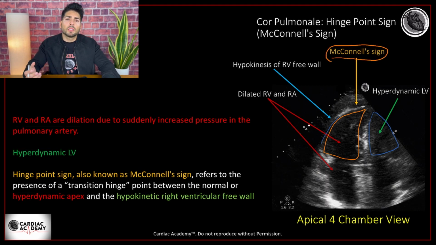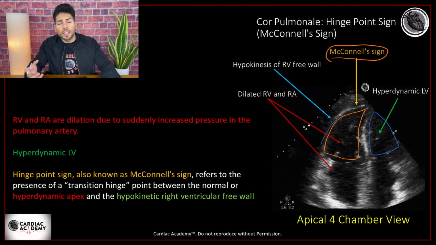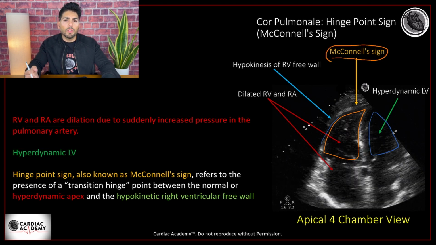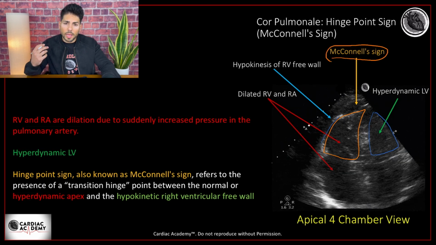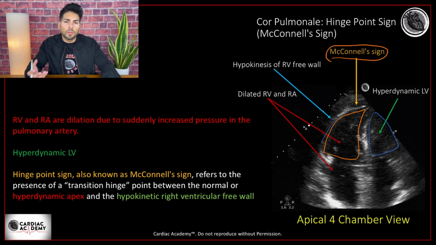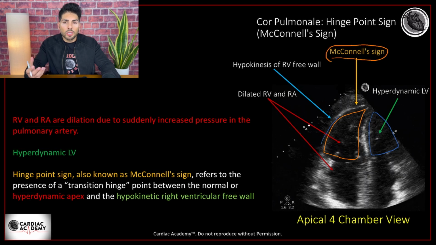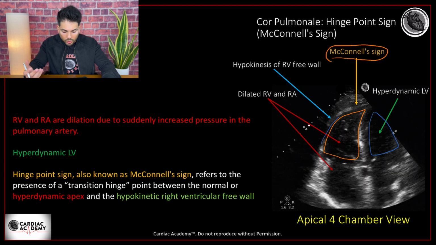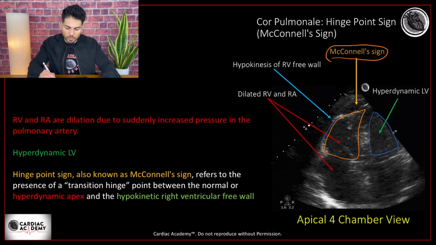This happens because even though there's increased pressures in the right ventricle, the left ventricle is still strong enough to make the apex contract, okay? So that's why you see an enlarged right ventricle with hypokinesis of the right free ventricular wall with contraction at the apex, okay? This is known as the McConnell sign, and it's associated with pulmonary embolism, okay?